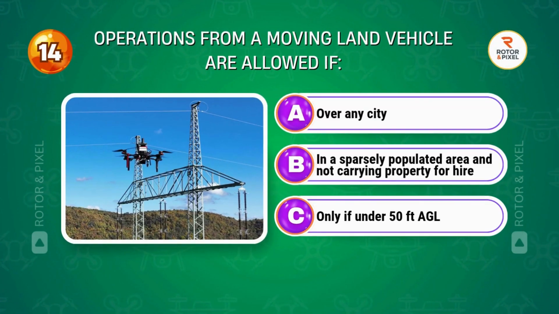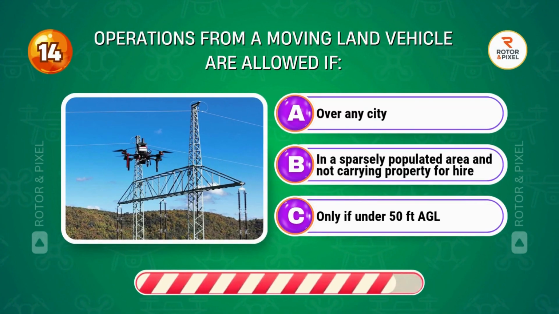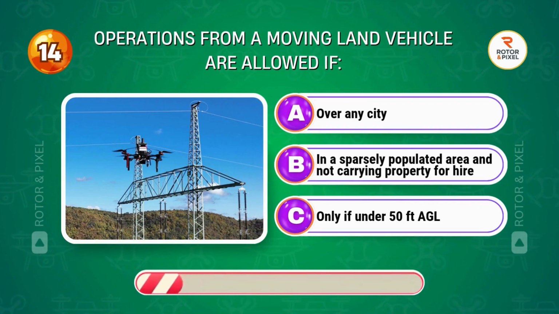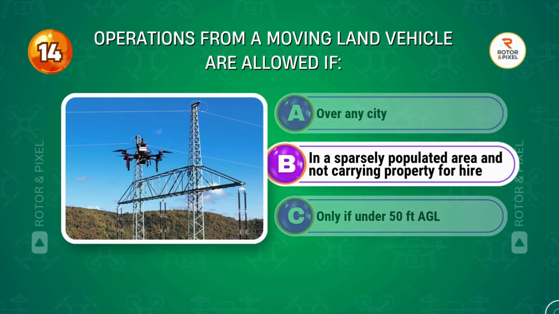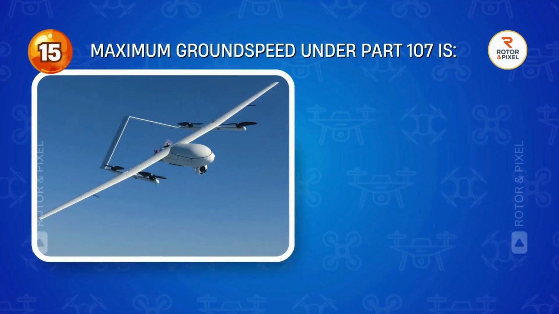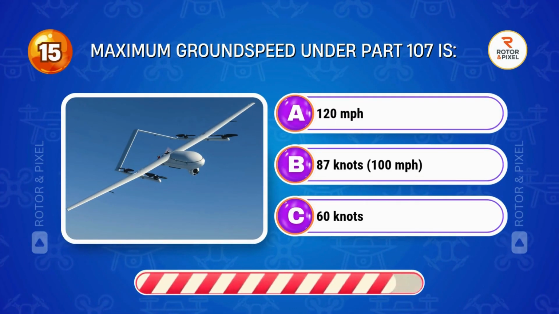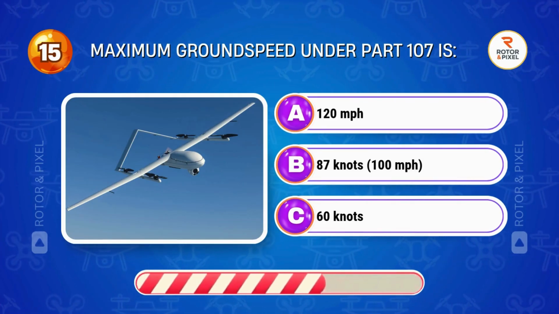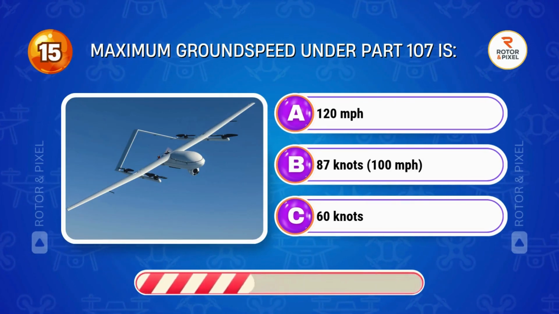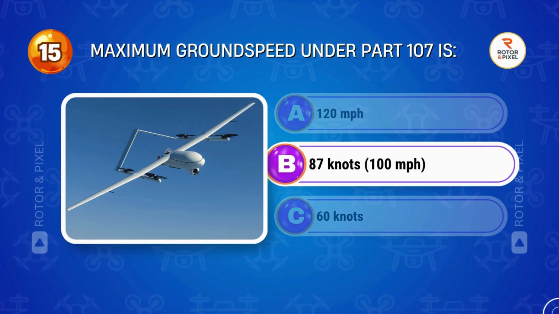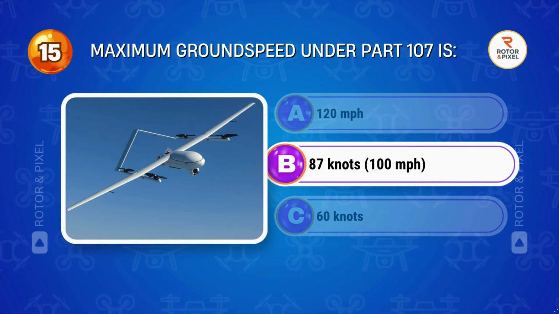Operations from a moving land vehicle are allowed if Answer B, in a sparsely populated area and not carrying property for hire. Maximum ground speed under Part 107 is Answer B, 87 knots, 100 miles per hour.